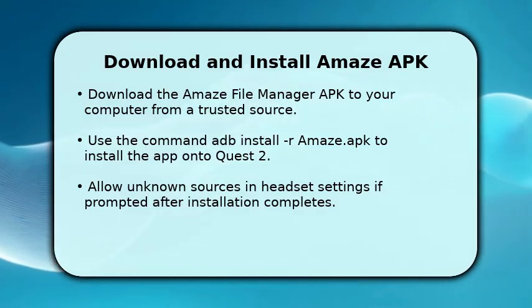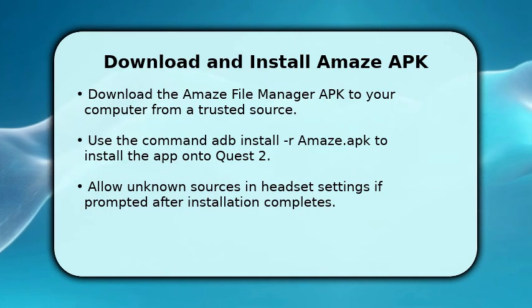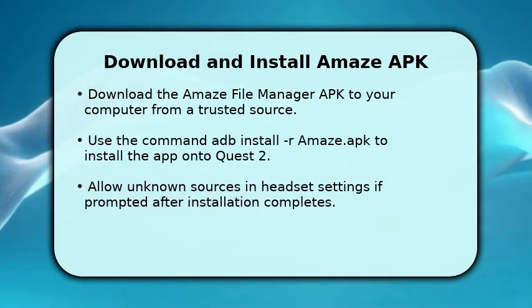Use the command "adb install amaze.apk" to install the app onto your Quest 2 quickly. Watch the terminal for success messages and errors. If the headset prompts, allow unknown sources in settings to permit the new app to run properly.